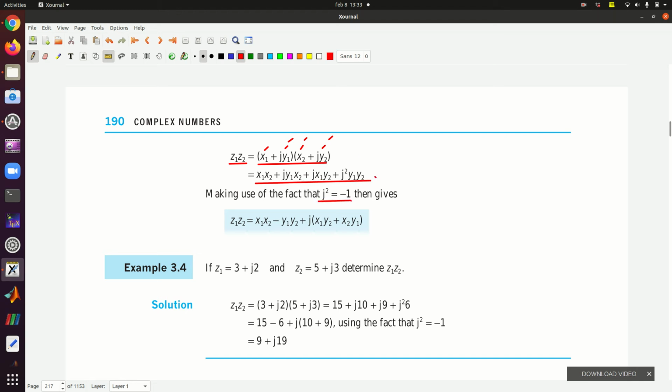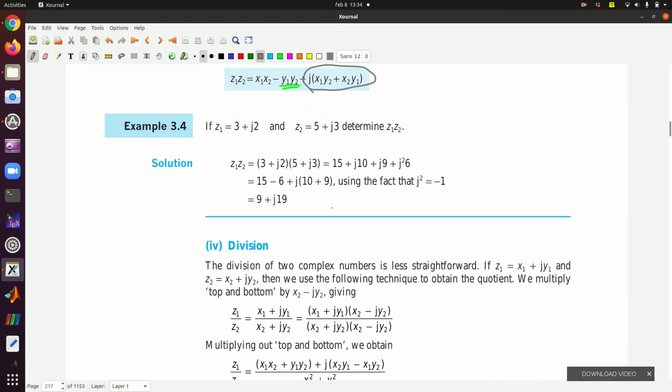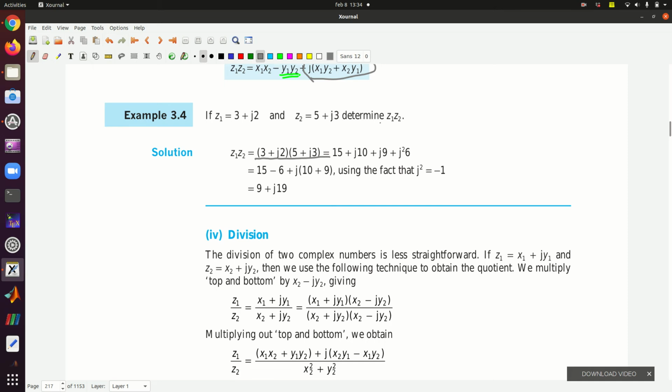And then you make use of the fact that j squared is -1. So if j squared is -1, then we know this is going to be minus y1 y2. Okay, so you have x1 x2 minus that, and then here you factor out the j, and anyway, it's just algebra here. That's all you do. And then you can follow through example 3.4 in multiplying them. Okay, and yes, I think you can simply follow through.